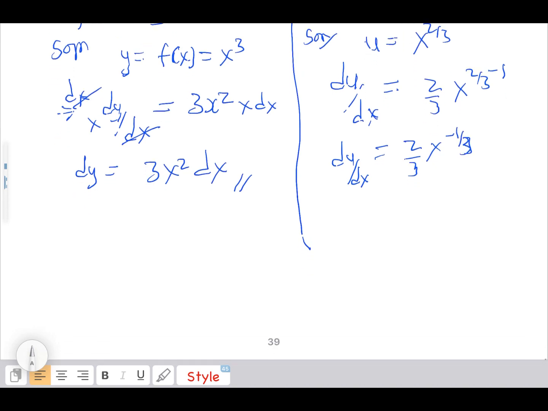So based on this, to make du the subject, you multiply both sides by dx. This one will cancel, and now our du is equal to 2 over 3 x power negative 1 over 3 dx. So this is our final answer. This is going to help us a lot in whatever we are going to do as time goes on. So please take time and understand these ones.